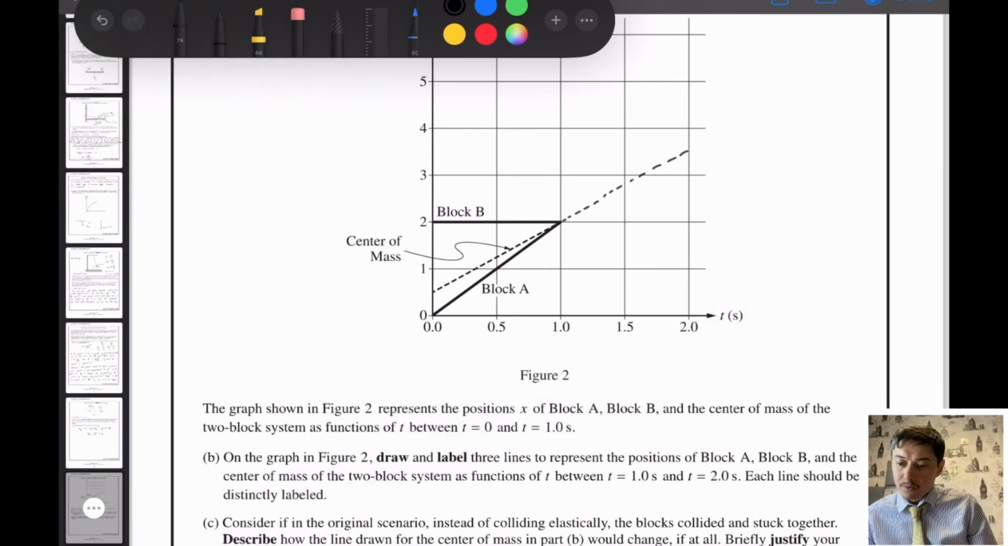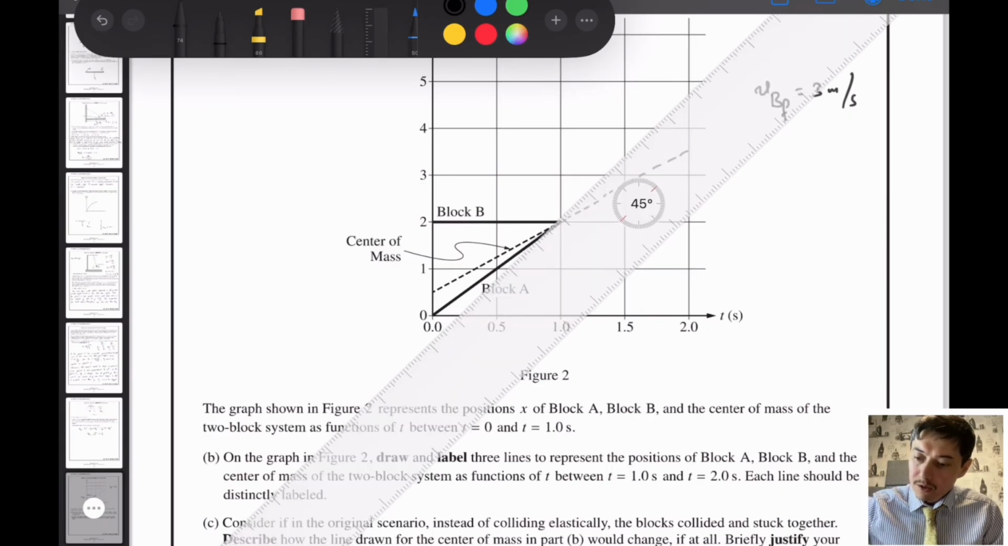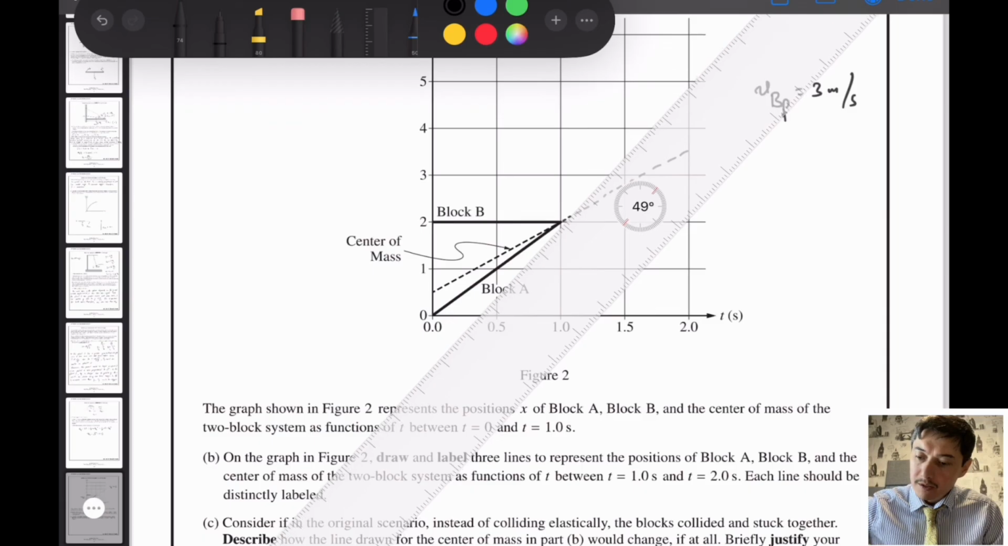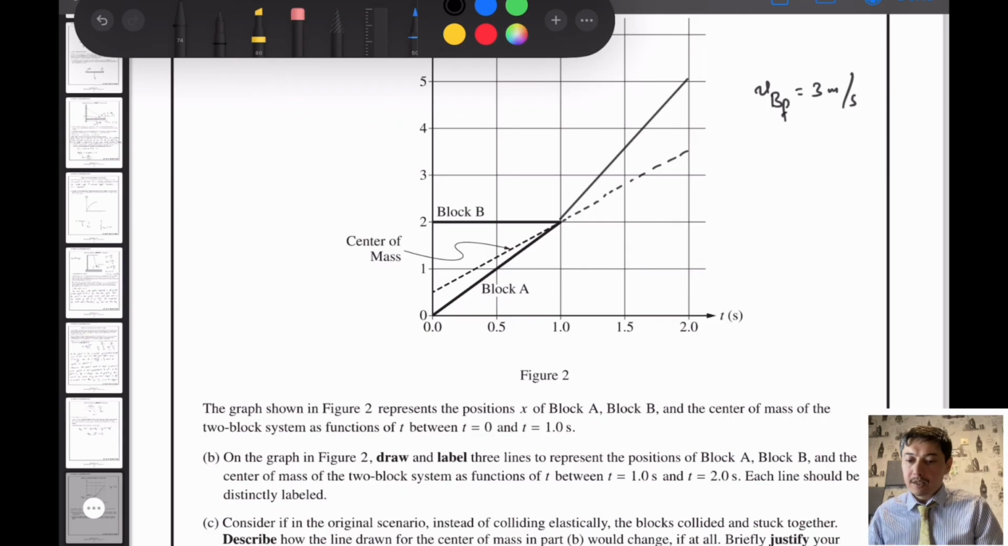Second, what else do we know? We already calculated that block B is going to have a speed of 3 meters per second. So in 1 second, it's going to move 3 meters, so it should go from 2 meters to 5 meters, like this. All right. Now let's quickly label this. This is the center of mass. This is block B, and we have block A left.